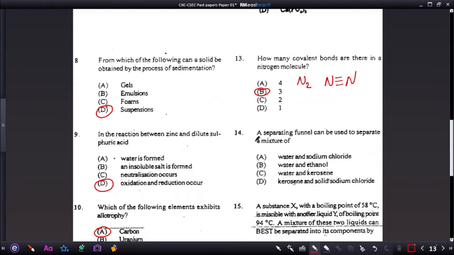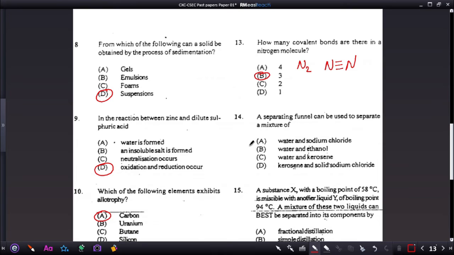Question 14. A subfunnel can be used to separate a mixture of... We use a subfunnel to separate the 2 immiscible liquids. Water and sodium, that's a solution. Another solution, we would have to use distillation to separate water and ethanol. Water and oil is an example of an immiscible liquid, or an immiscible mixture. Kerosene is an oil, so C would be the answer for that one.